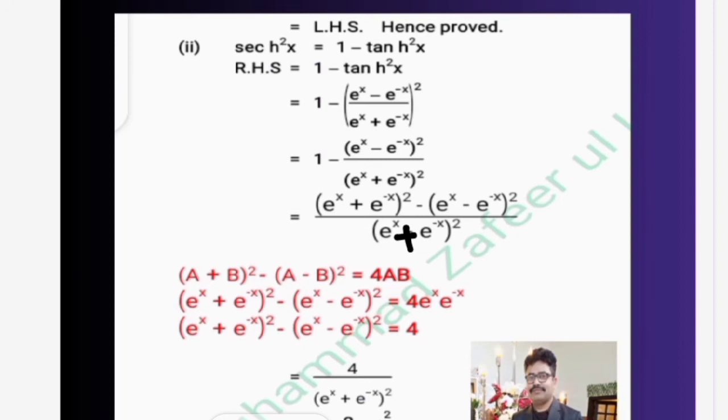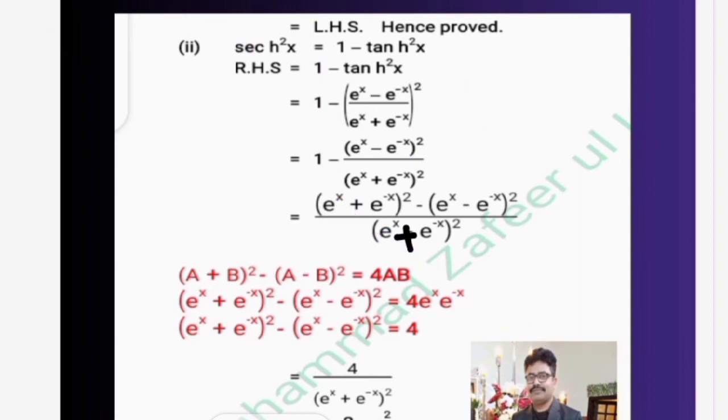As we have tangent hyperbolic square, we will write e power x minus e power minus x divided by e power x plus e power minus x whole square, and before that here is 1 minus, so we'll write 1 minus. Now we have to simplify it. So we'll write e power x minus e power minus x whole square divided by e power x plus e power minus x whole square. And before that we have 1 minus, we will write 1 minus.